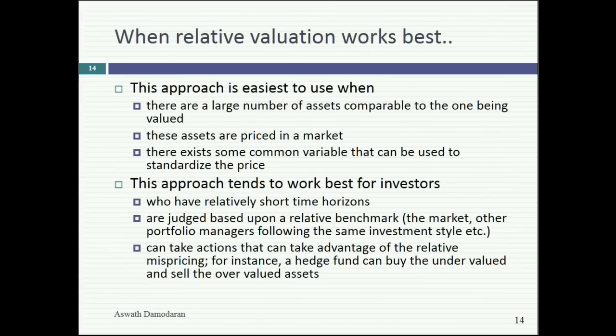So let's think about when pricing works best. Pricing works best when I have lots of similar assets out there, and I can get a price on each of them. That's why pricing works with StubHub. Anytime I get lots of similar assets, I get a pricing on them, then I can use pricing to attach a number. It works for investors who have relatively short time horizons. So if you have a 6-month or a 9-month or a 1-year time horizon, I say use pricing, don't do valuation.